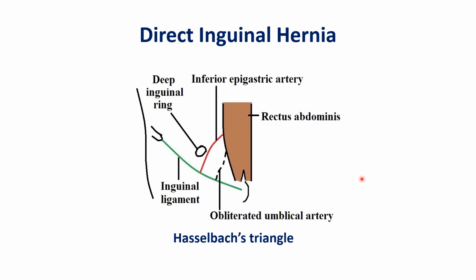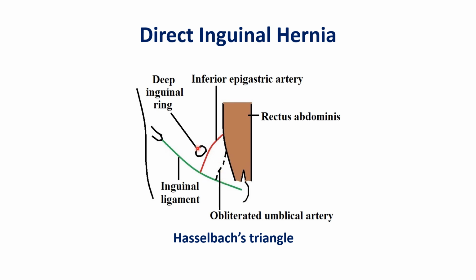Also the comorbid conditions are more in older age, so the intra-abdominal pressure also rises in old age. So all this leads to the protrusion through the posterior wall of the inguinal canal, and that is called direct inguinal hernia. The protrusion takes place in the region of the Hesselbach's triangle, and we divide this triangle into two parts, lateral part and medial part, by the obliterated umbilical artery. And when the protrusion takes place through the lateral part, we call it lateral direct hernia, and when it takes place through the medial part, we call it medial direct hernia.